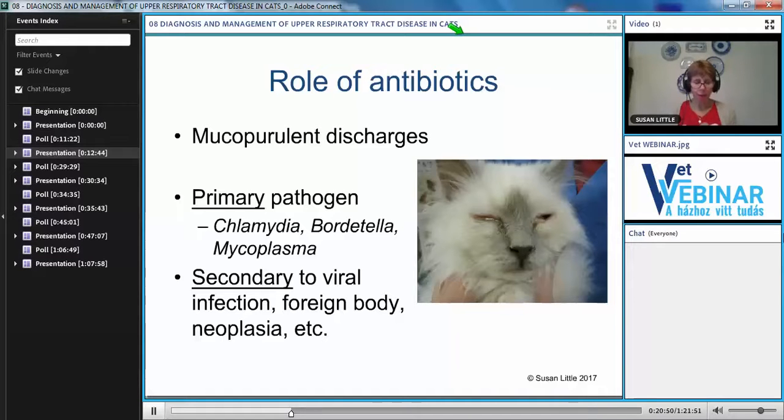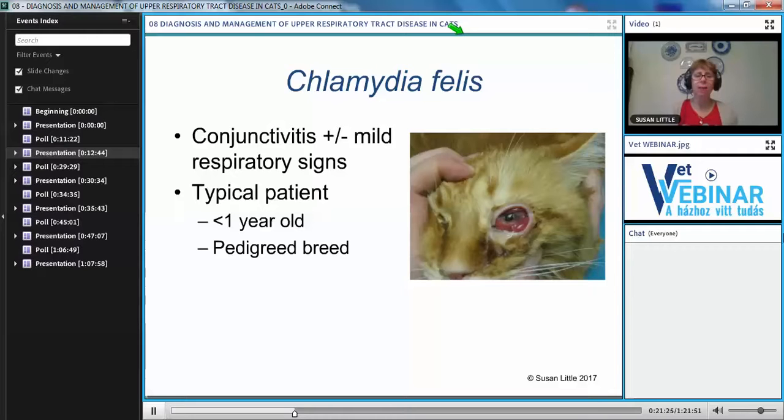We have to be ever more careful about proper use of antibiotics these days. And of course, we don't want to give a cat a drug that they don't need. And we don't want to ask an owner to pay for a drug if we don't have to. So if it's just a serous discharge or we don't have any discharges yet, I might hold off on the antibiotics. But if we do have mucopurulent discharges, then I'm definitely going to reach for an antibiotic. So let's talk about these three primary pathogens that are involved in the bacterial component of upper respiratory tract disease in cats. And probably the one that we're most familiar with is chlamydia.